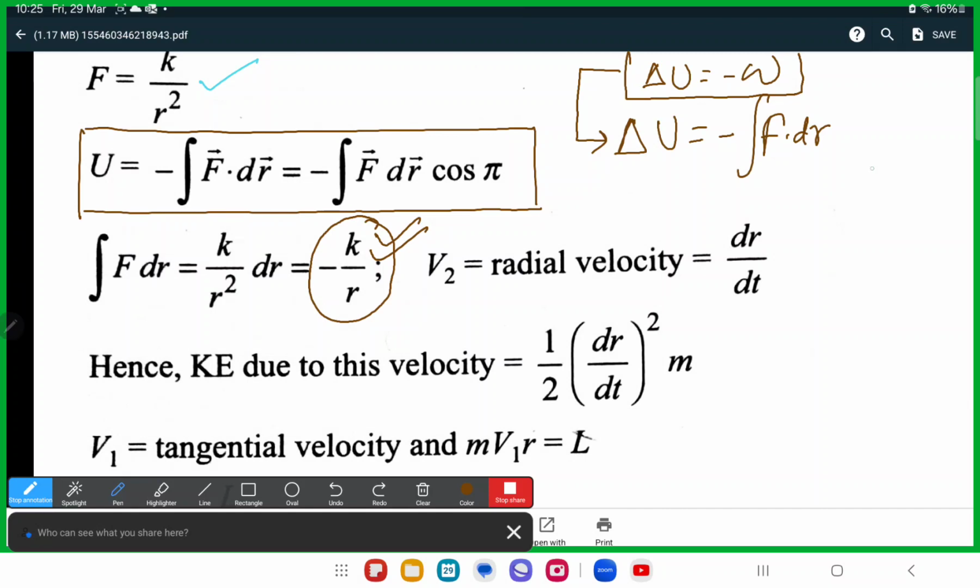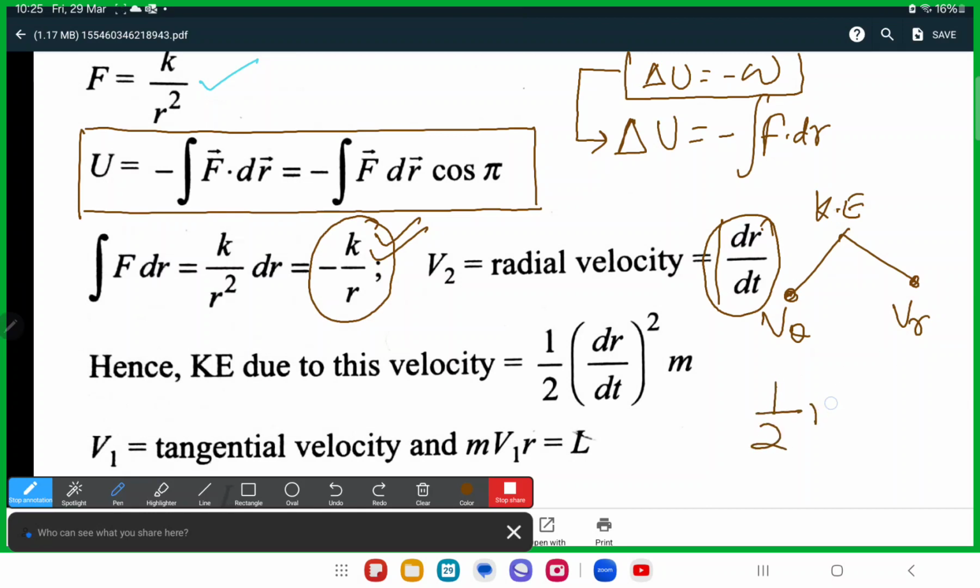Now once again, if you are talking about the kinetic energy, the kinetic energy actually has two parts. One is theta and one is radial. Clear? So we can say radial is dr over dt, that we have seen in the given formula. The basic formula of kinetic energy is half mv square. So basically m, and what about v? v is dr by dt. So this is half m dr by dt whole square. Clear?